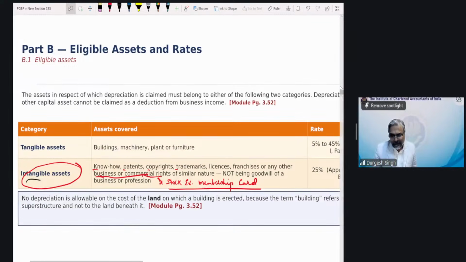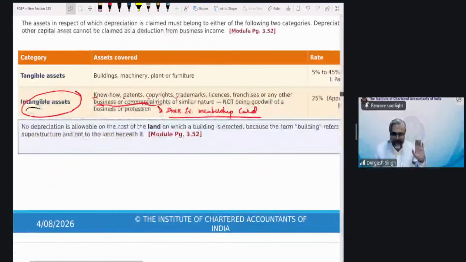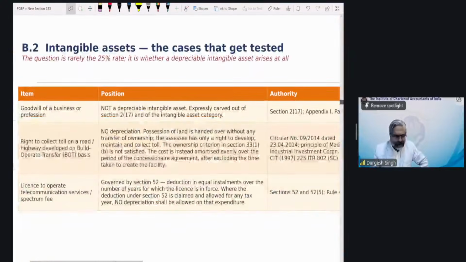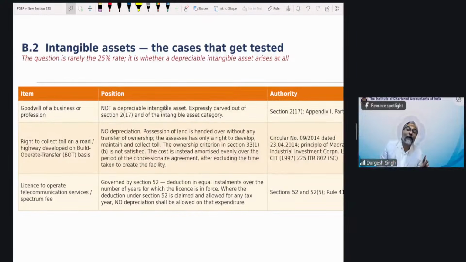With that, let's proceed further, students, quickly. Eligible asset is through. In this case, I have discussed intangible assets, goodwill and all. Students, licenses were covered in the eligible asset. Yes, they were covered. However, be careful, students: a few licenses are given in an amortization manner. Like, for example, students, the telecom license.